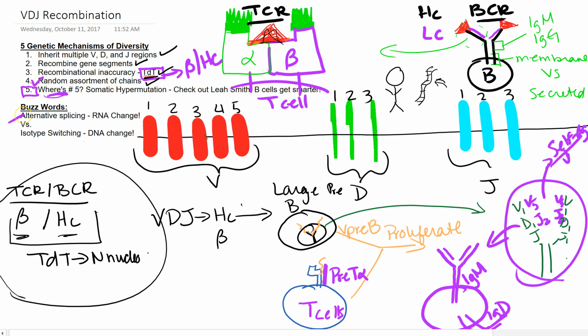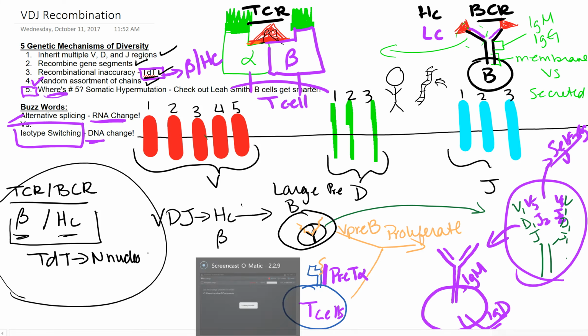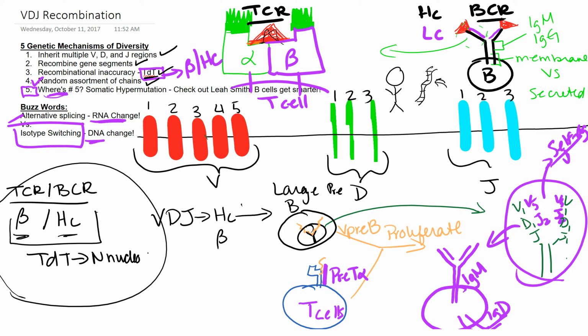You learned about alternative splicing, which is an RNA change. You're keeping your options open, so you can still make IgG later. You can still make a secreted or a membrane-bound antibody later. But we also learned about isotype switching, which is a DNA change and is a lot more permanent. All right, let me know if you have any further questions on this.